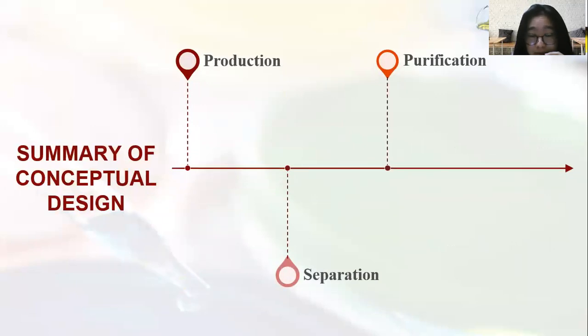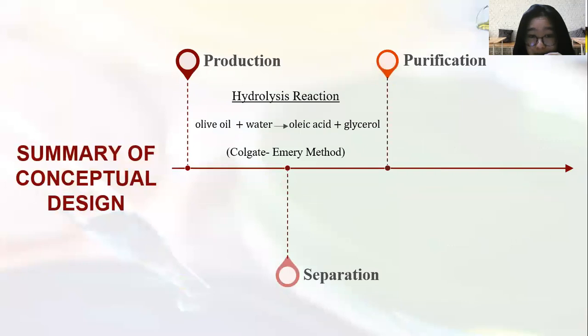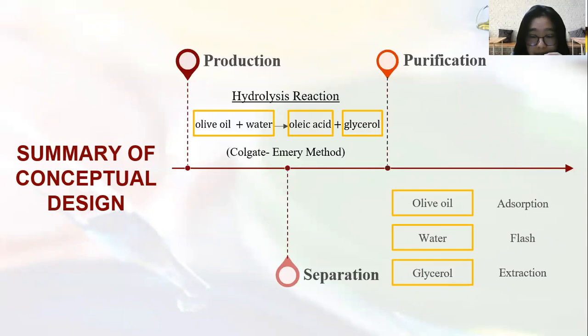As a summary of conceptual design, there are three main processes in our production, where it starts from the hydrolysis reaction, where olive oil will react with water to produce oleic acid and glycerol. This is a method used in industry which is called the Colgate-Emery method. So oleic acid will be generated as the main product, glycerol as the byproduct, and olive oil and water will be the excess reactants. We'll further separate them in the separation process, where we decided to use adsorption to separate the olive oil, flash to separate the water, and extraction to separate the glycerol.